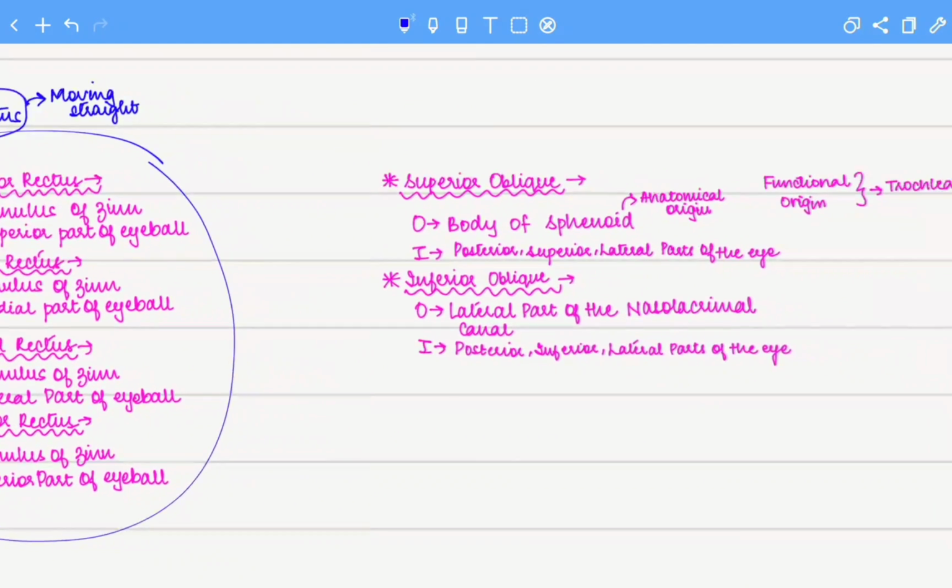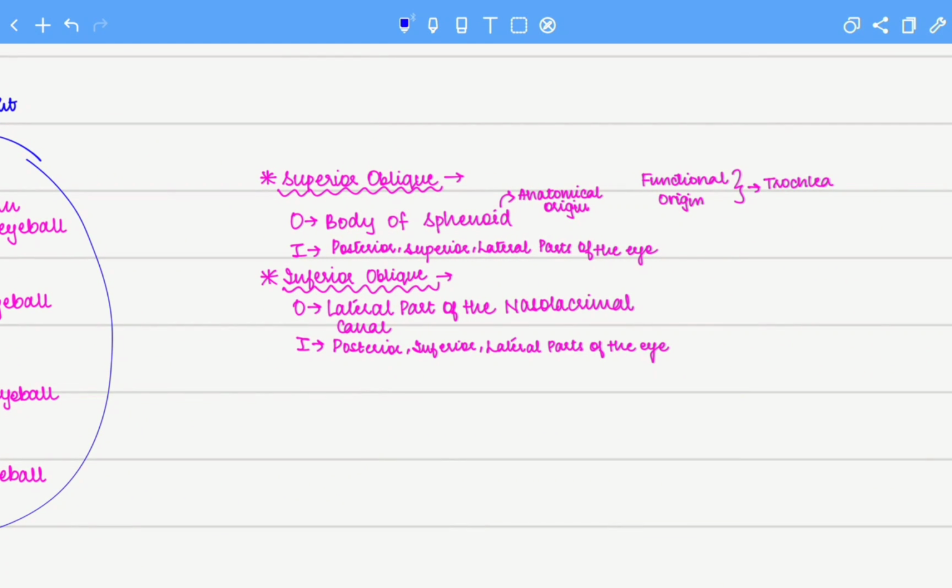Next, we have the oblique muscles. We have 2 oblique muscles, superior oblique muscle and inferior oblique muscle. The superior oblique muscle is going to originate on the body of the sphenoid and it will start moving anteriorly. Suddenly, it will pass through a pulley-like structure which is known as the trochlea, which is a cartilaginous structure acting like a pulley. The moment it enters this trochlea, it changes its course and starts moving posterolaterally.